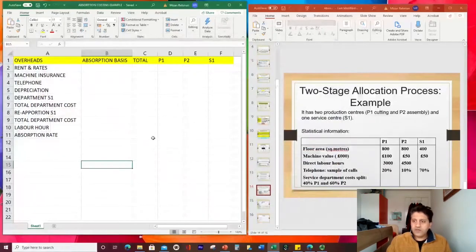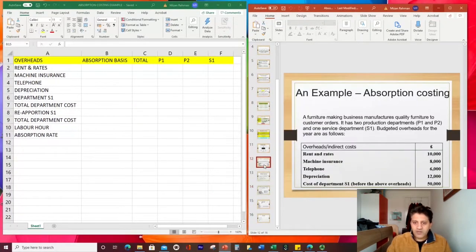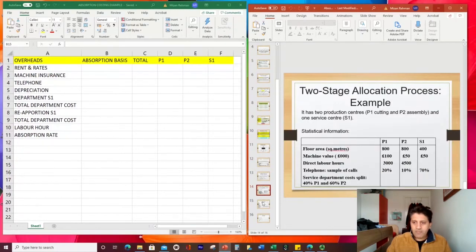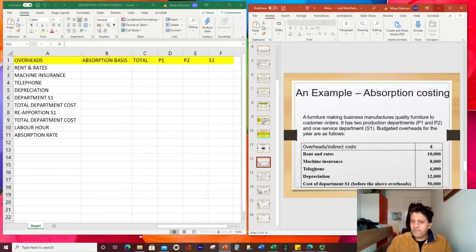Let's answer this example now, guys. I have created the table, the same table which we have seen on our slides, on my Excel now. So I'll input the data there and then I will answer this example. The example is about apportioning these overheads to our different departments, P1, P2 and S1.